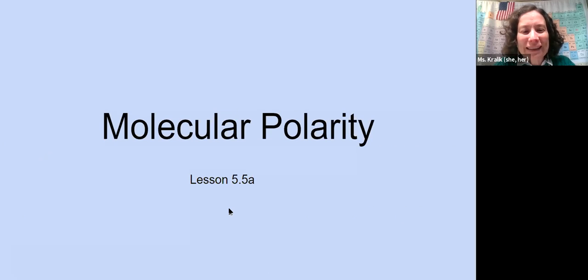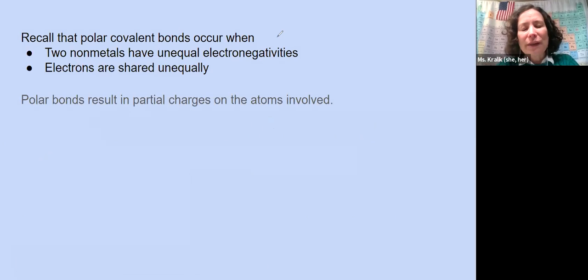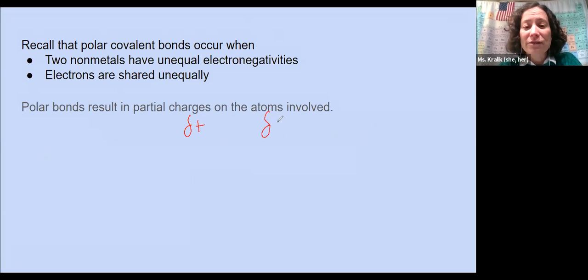Hey chemists, we're talking this time about molecular polarity, not the polarity of individual bonds, but of molecules overall. Remember that bonds are polar when electrons are shared unequally because of unequal electronegativities. So remember that those involve partial charges. The one that's less electronegative is partially positive. The one that is more electronegative is partially negative.